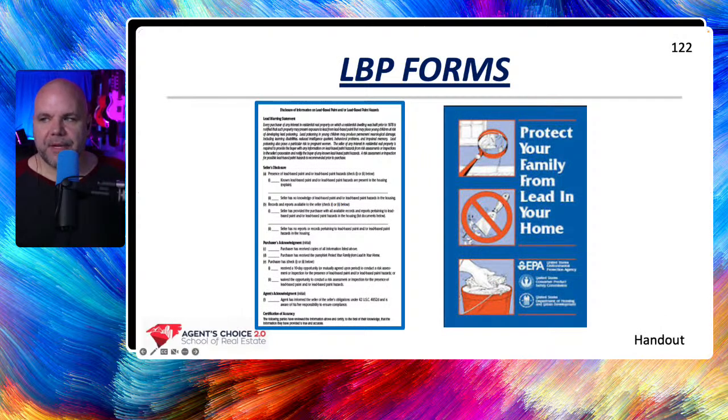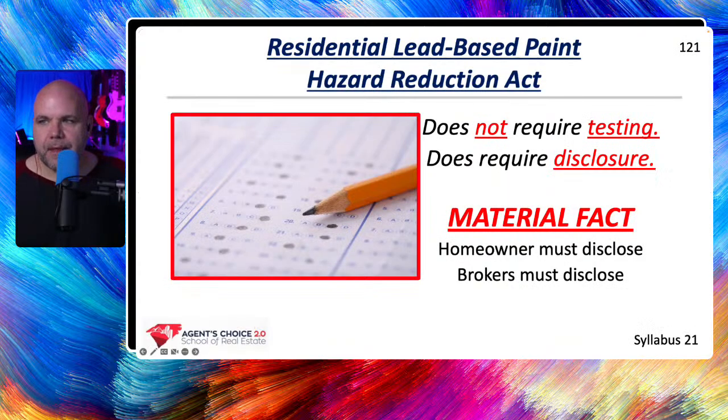This is a document that you would present to your client called Protecting Your Family from Lead in the Home. You can find it through EPA, epa.gov, and you can get that free PDF. And so you have to give the seller and the buyer, you want them to see what the deal is with lead-based paint. And the gist of the lead-based paint procedure is that we're not required to investigate.